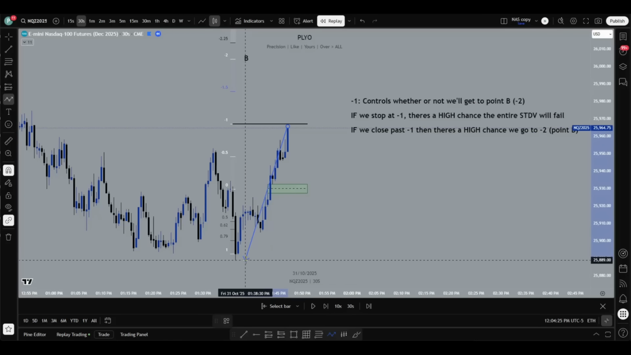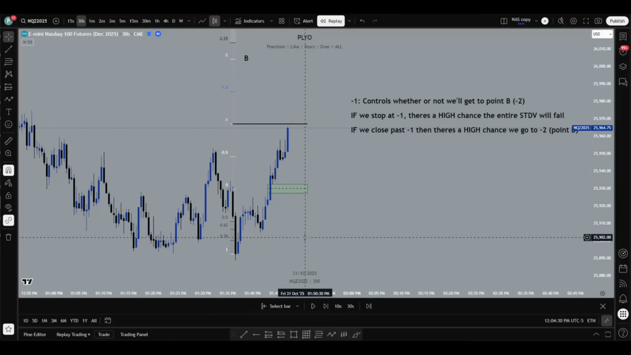Okay, where the standard deviation started. Not this low right here, but where the standard deviation started. It's a very high chance. I would say it's about 90% chance.